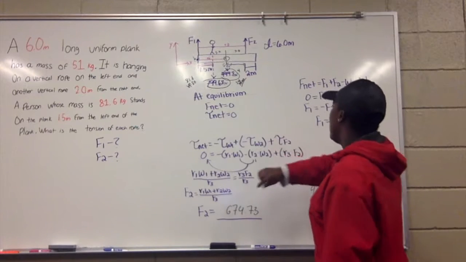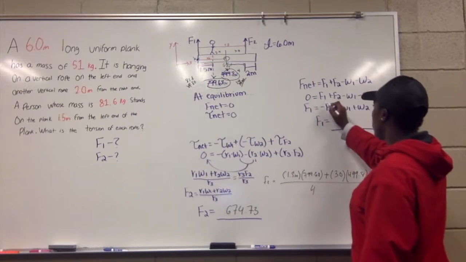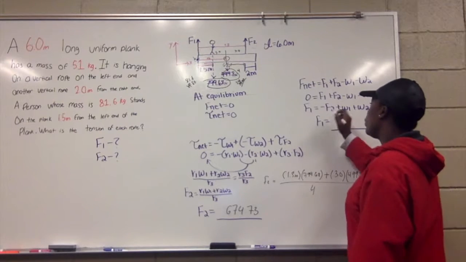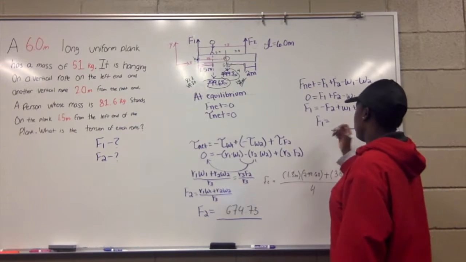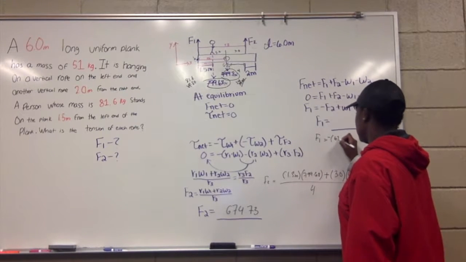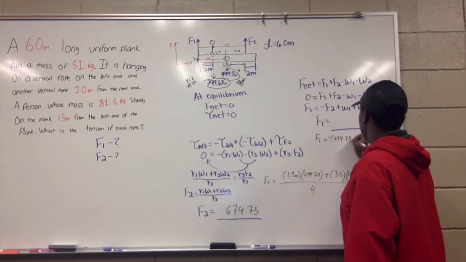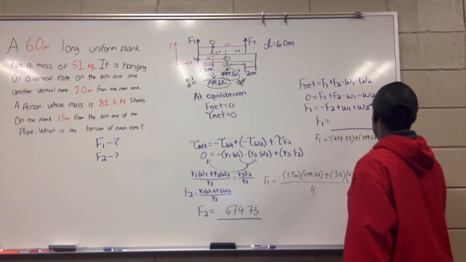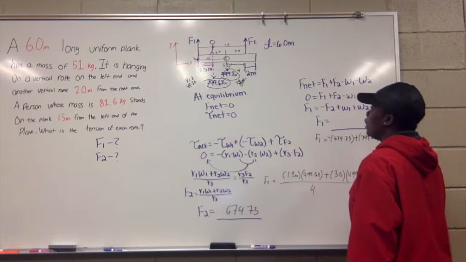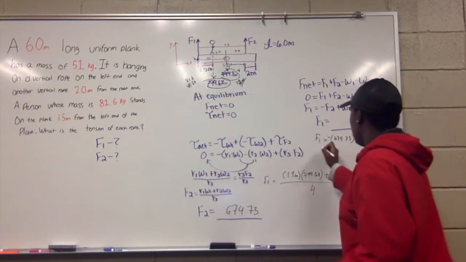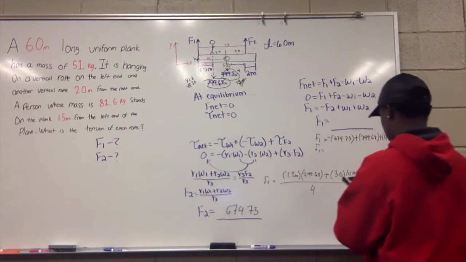Then we go to our second equation, and because we did the torque net, now we have to do the F net. And F net equals 0, so we got F1 plus F2 minus weight 1 minus weight 2. We already know our F2. That's what we found. So F1 equals negative 674.73 plus 799.68 plus 499.8 newtons.